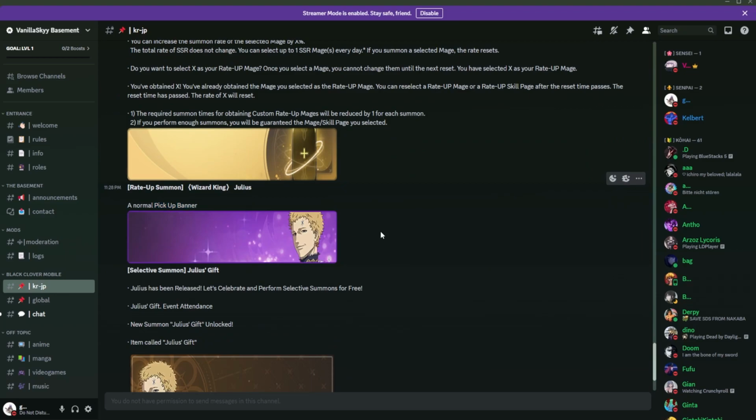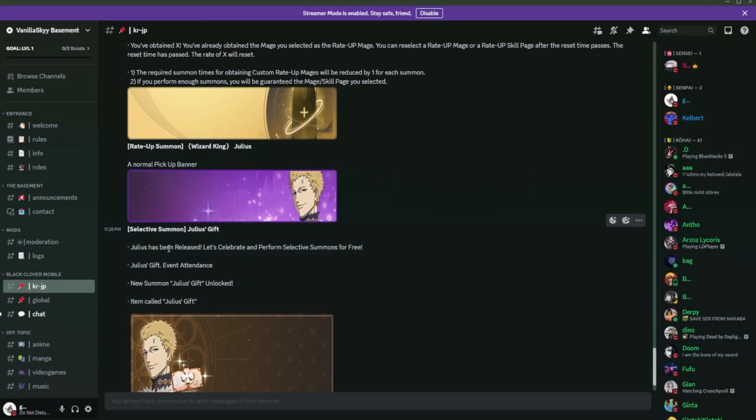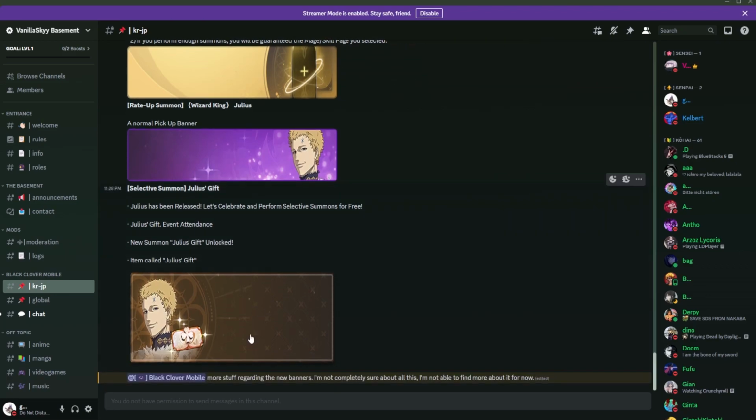Now, this is a normal pickup banner, right? Like usual. Now, this, Julius has been released. Let's celebrate and perform selective summons for free. Julius gift event attendance, which means, like, bro, they're treating this as a big celebration. Now, basically, new summon Julius gift unlocked, and an item called Julius gift. So, there's probably going to be either ways to, like, level them up more quickly, stuff like that.